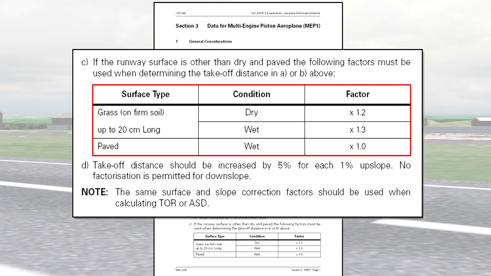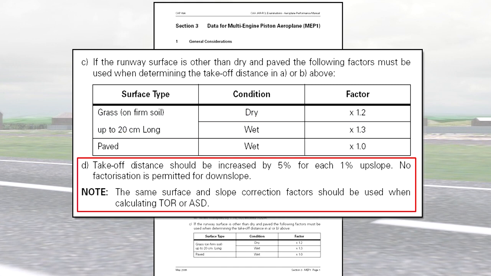As you have learned already, grass runways will increase the takeoff distance compared to paved runways. Here, the factor to account for the effect of dry grass on the takeoff distance is 1.2, and 1.3 if the grass is wet. On the next page, point D details the corrections to be applied if there is a slope to the runway. Point D states that a pilot must increase the takeoff distance by 5% or by a factor of 1.05 for every 1% upslope. However, it also states that no factorization is permitted for downslope.